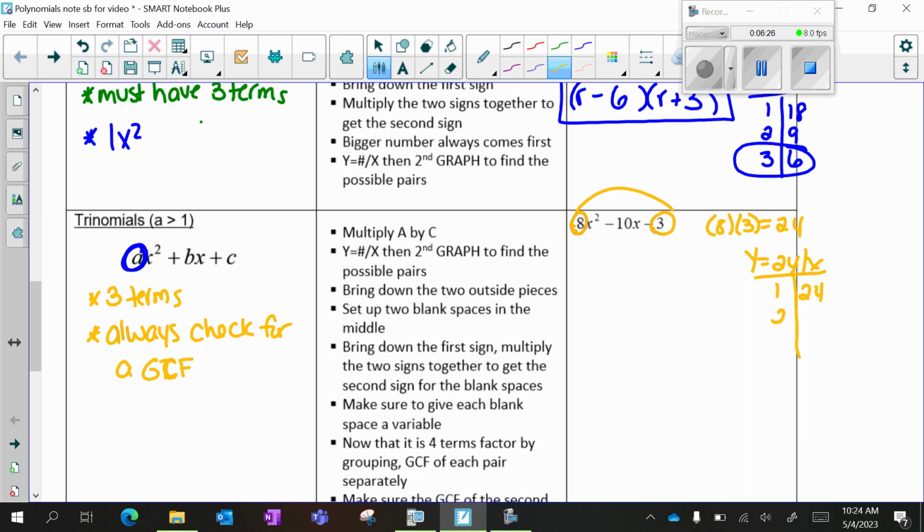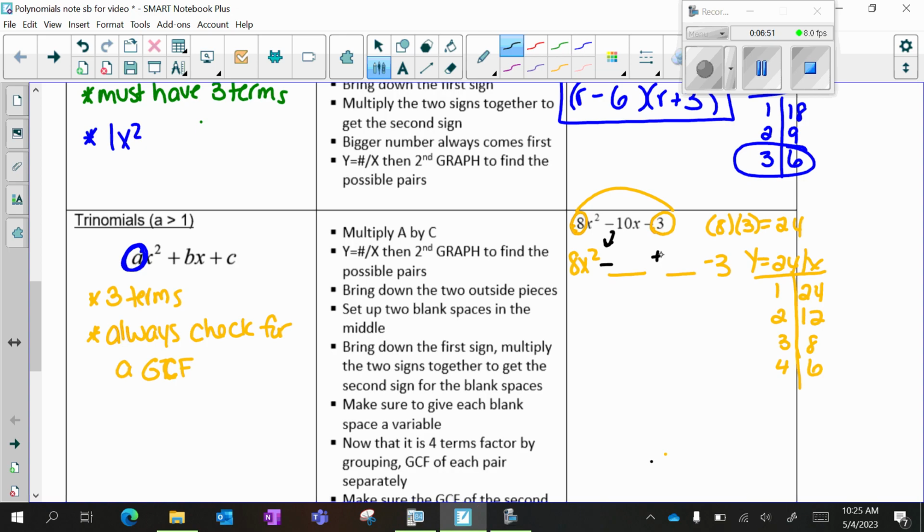1 and 24, 2 and 12, 3 and 8, 4 and 6. Those outside pieces are going to come down with 2 blank spaces in the middle. You're going to use your sign trick to figure out the signs of your blank spaces. So this is a minus, because I bring down the first sign, and then a negative times a negative is a positive.